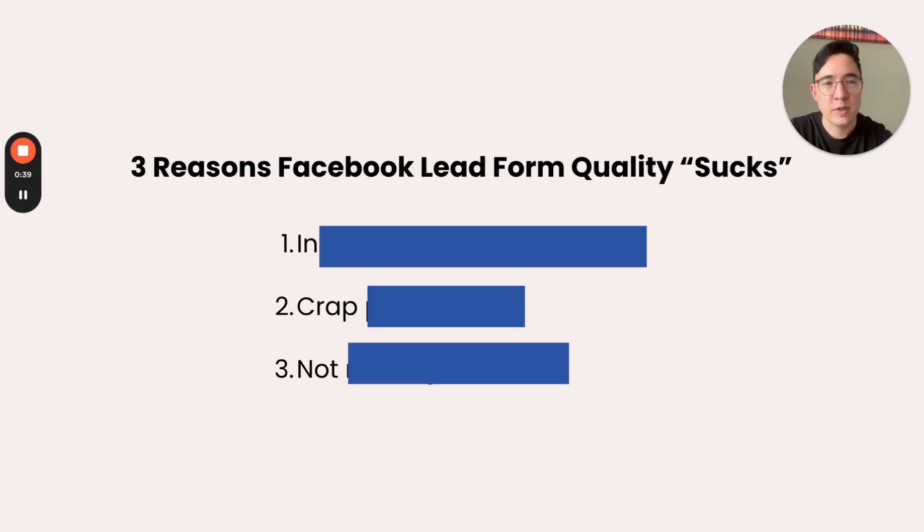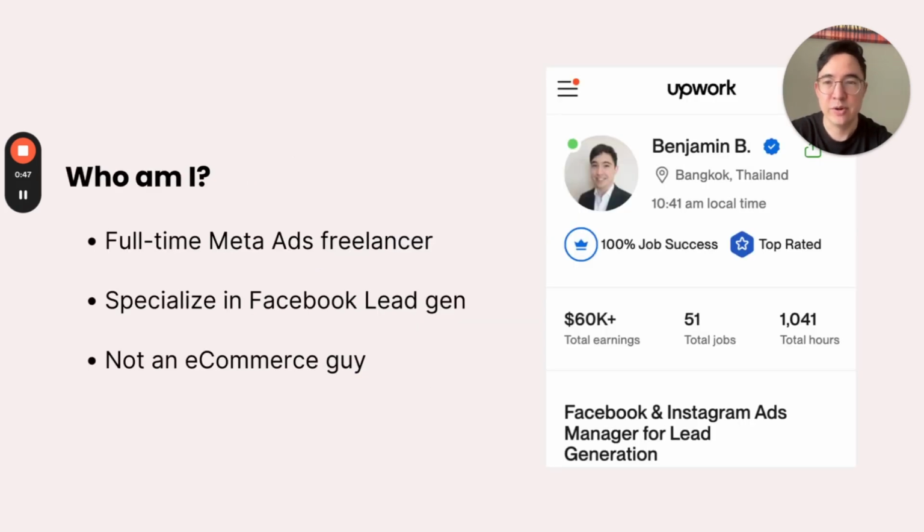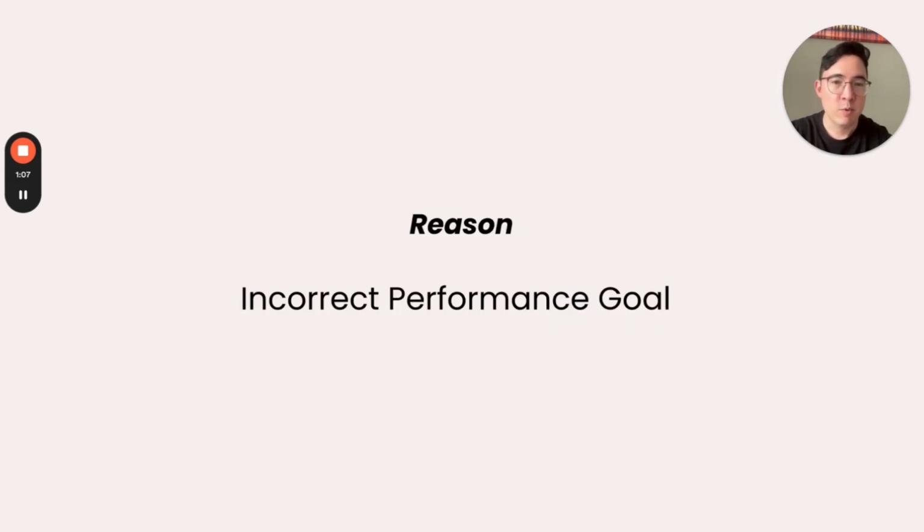When I start working with a new account and I see that they're getting really poor quality leads, it's probably one of these reasons that they tell me that the lead form quality sucks. And just so you know, this is not just some random. I'm a full-time Meta Ads freelancer. I specialize pretty much only in Facebook lead gen. I'm not an e-com guy. There are a lot of big names that you can follow on YouTube to get really good advice, but I find that they're pretty much all e-commerce people, so I thought I'd try provide a bit of a non-e-commerce perspective on this. So reason number one is people select the wrong performance goal.